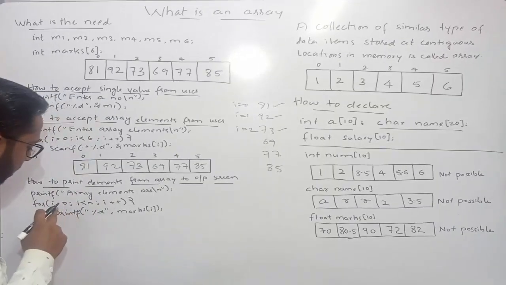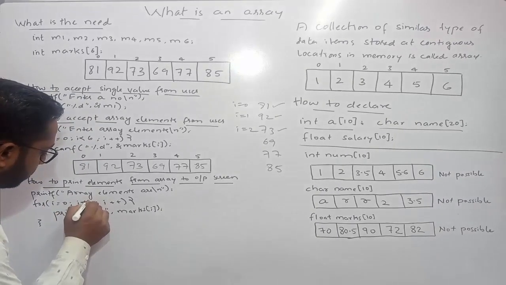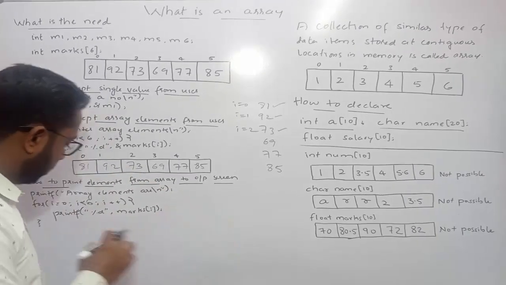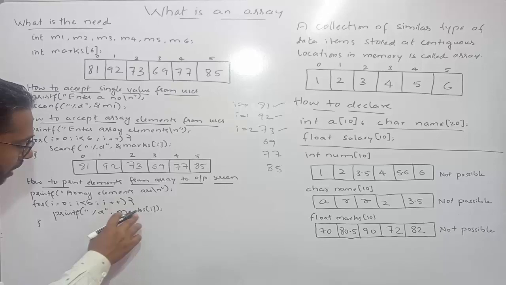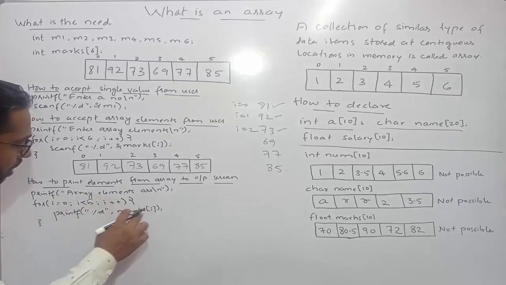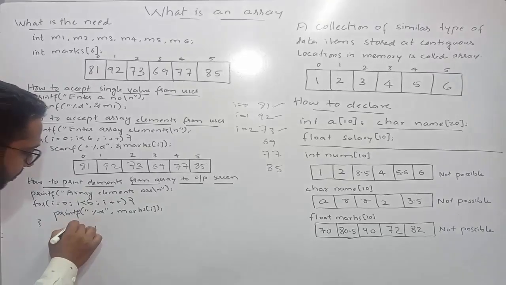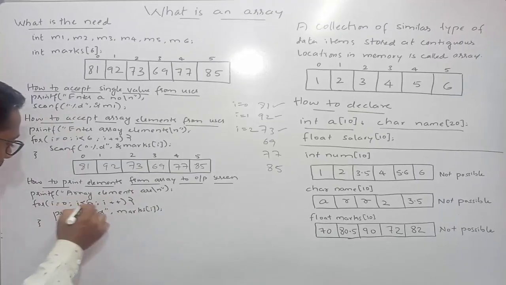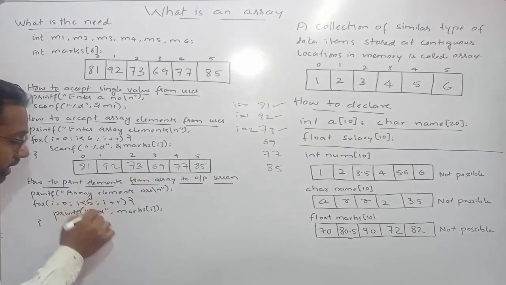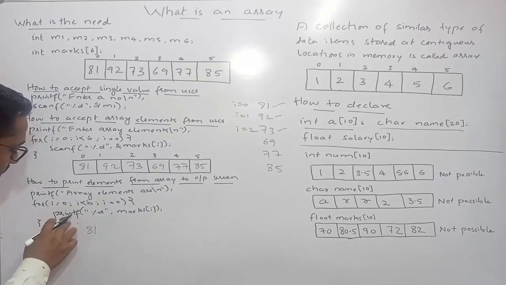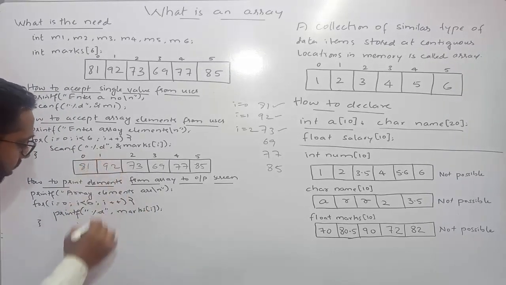Now for the very first time when the i value is 0, 0 is less than 6, this is 6. Okay, the condition becomes true. So control will come inside the for loop to print %d, marks[i], which is now marks[0], which is 81. 81 will get printed. Then next, i gets incremented by 1. The i value becomes 1. So 1 is less than 6. Yes, the condition becomes true. That's why control will come inside the for loop to print marks[1]. marks[1] is this 92.